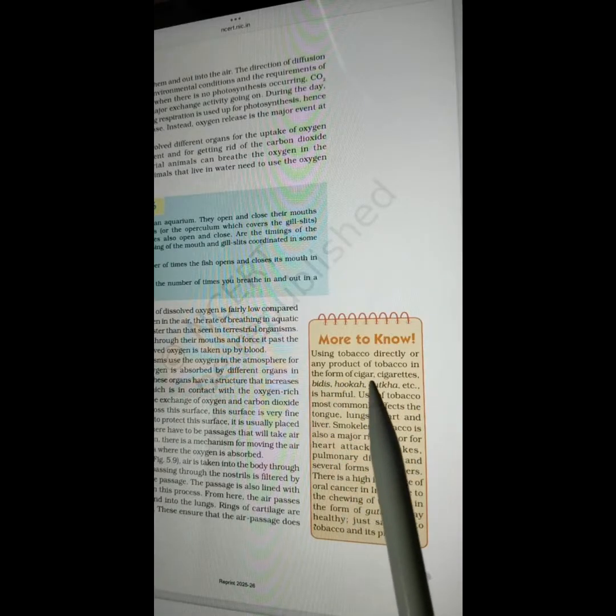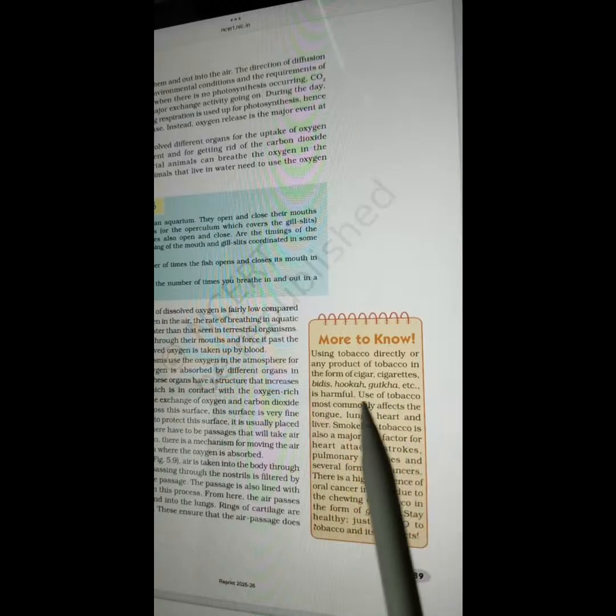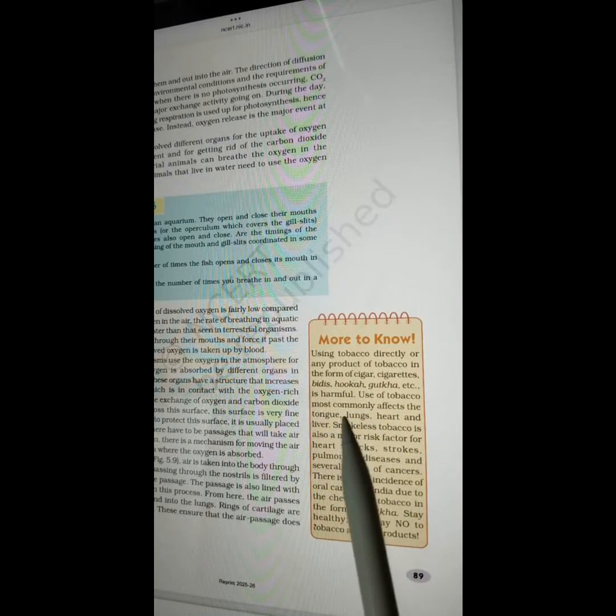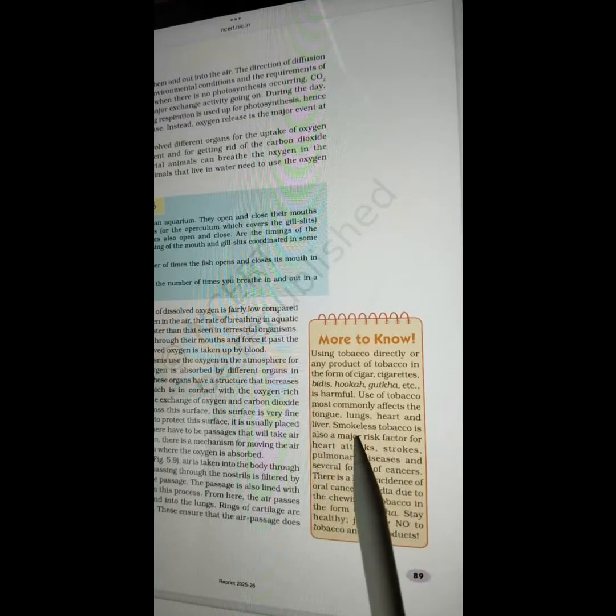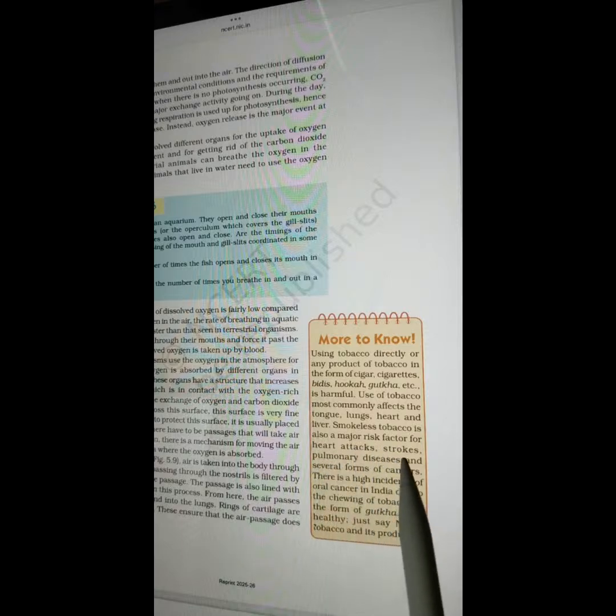More to know: using tobacco directly or any product of tobacco in the form of cigars, cigarettes, bidis, hookah, gutka, etc. is harmful. Use of tobacco most commonly affects the tongue, lungs, heart, and liver. Smokeless tobacco is also a major risk factor for heart attacks, strokes, pulmonary diseases, and several forms of cancers. There is a high incidence of oral cancer in India due to the chewing of tobacco in the form of gutka. Stay healthy, just say no to tobacco and its products.